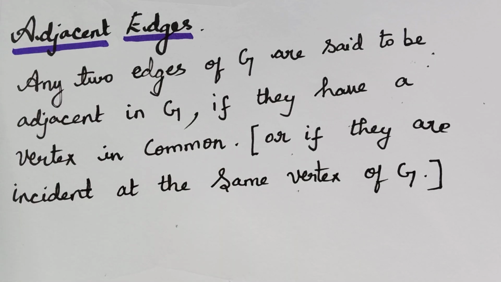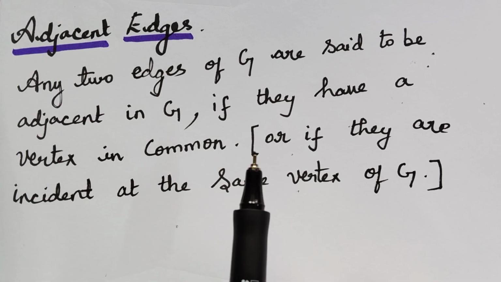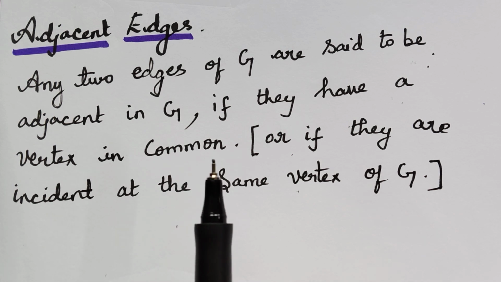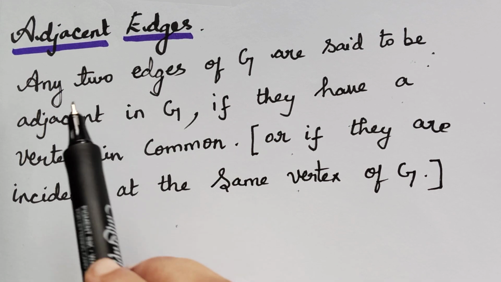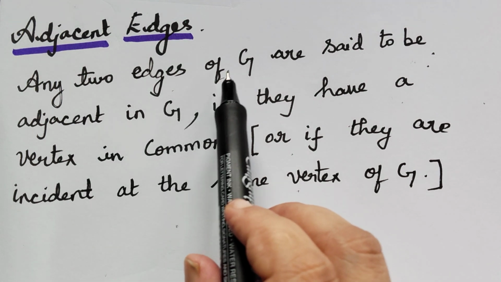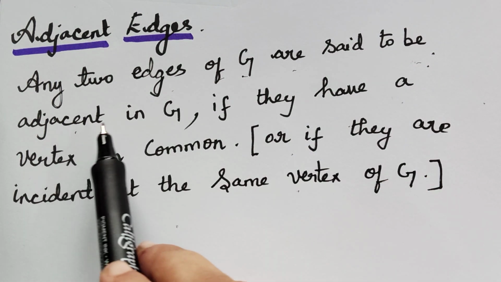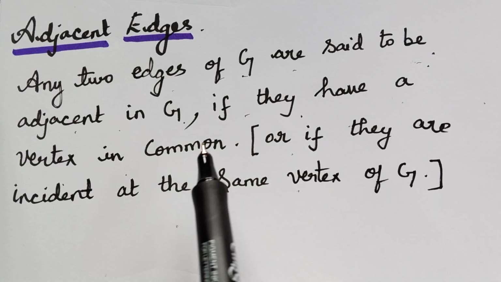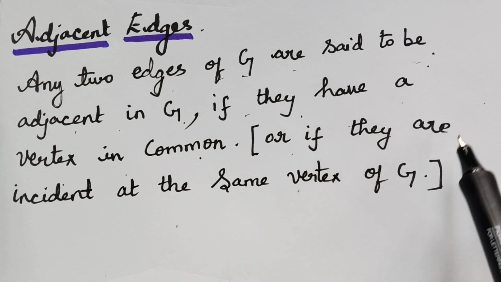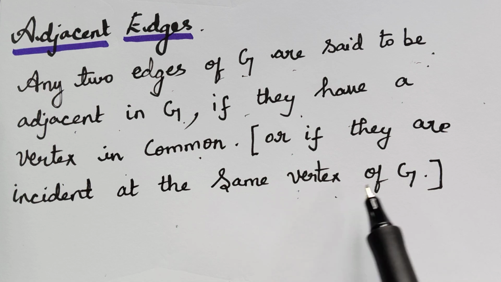The next concept that we will be learning is adjacent edges. Previously we learned about adjacent vertices. Now here we have adjacent edges. So any two edges of a graph G are said to be adjacent in G if they have a vertex in common. Or we can also say that if they are incident at the same vertex of G.